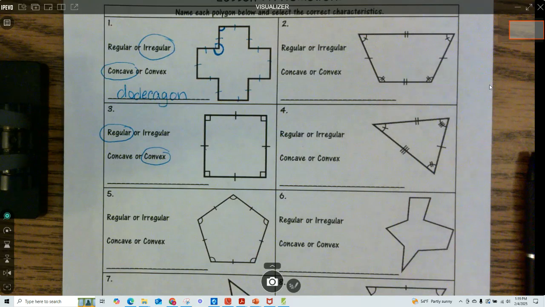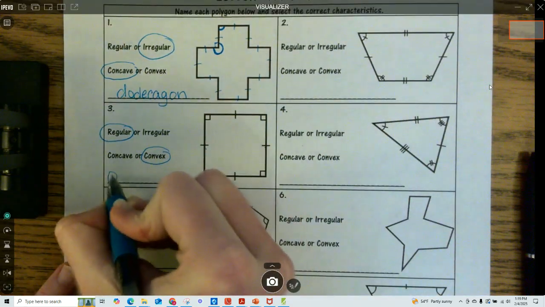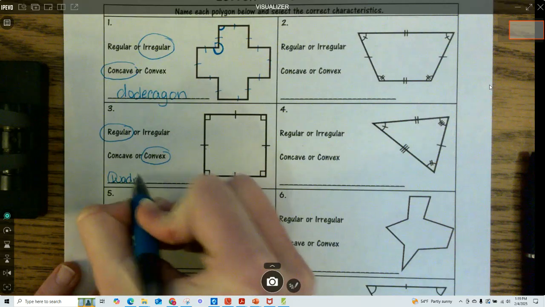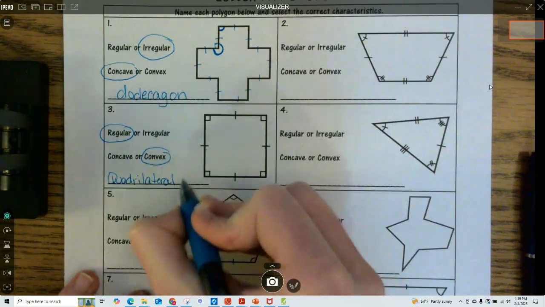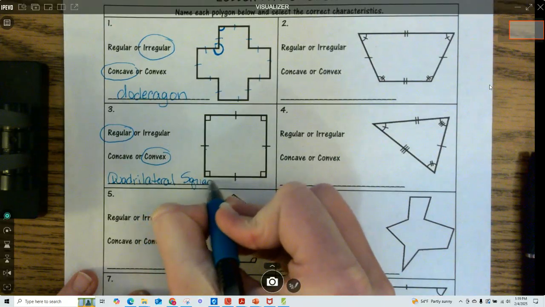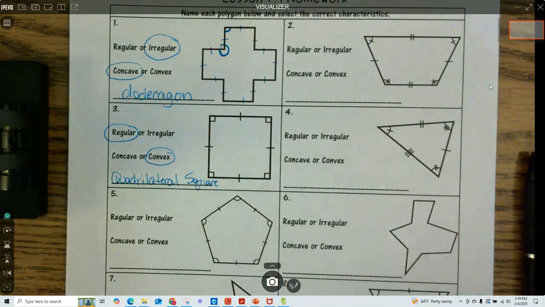What about number 3? What's the name of that shape? Quadrilateral. What's the more specific name? Square. Quadrilateral, I'm cool with. Square's the more specific name. We'll get into that later, how to tell the differences between those.